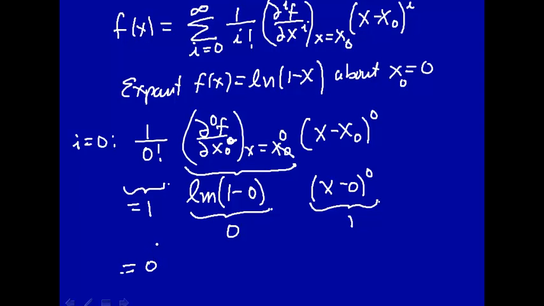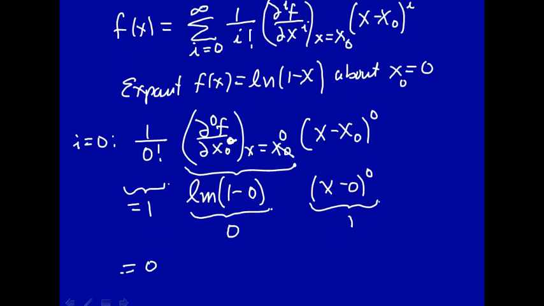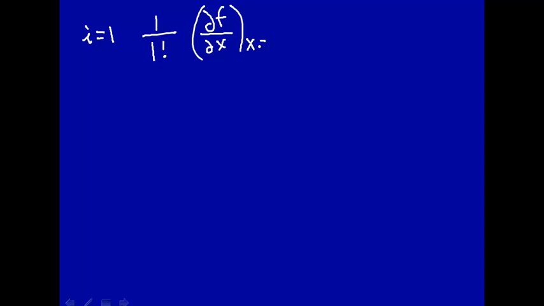Now let's do the i equals 1 term. Again, what we're doing is we're just taking the first two terms in this expansion. So i equals 1, we'll have 1 over 1 factorial, the first derivative of the function with respect to x, evaluated at x equals 0, and we have x minus 0 raised to the first power. This is equal to 1.